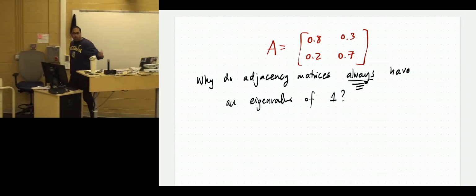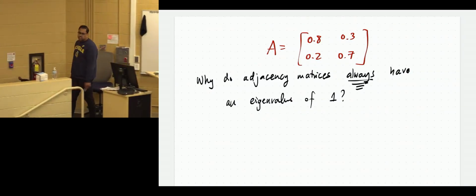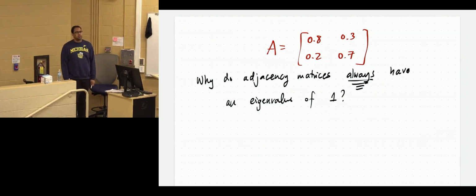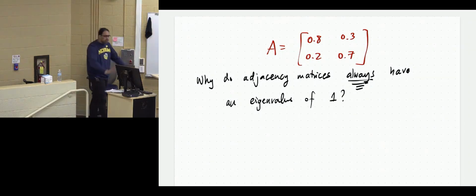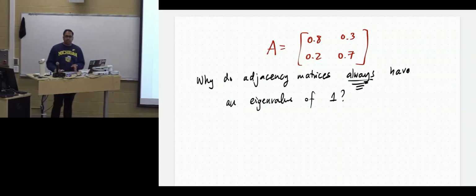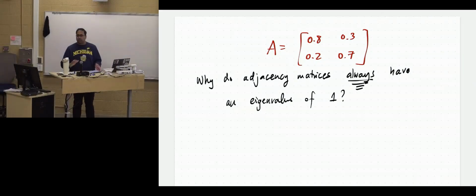What's our current thinking? Why do we know for sure adjacency matrices have to have an eigenvalue of 1? You don't have to have the full answer, but just tell me what you're thinking. Tell me the main property of an adjacency matrix that you think will be relevant to this.